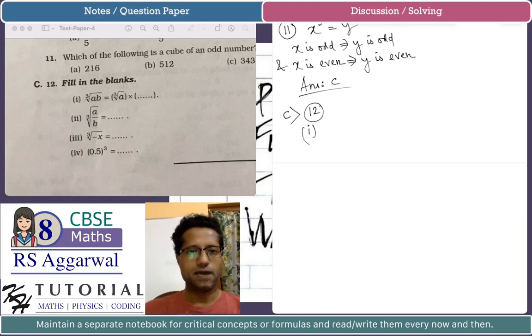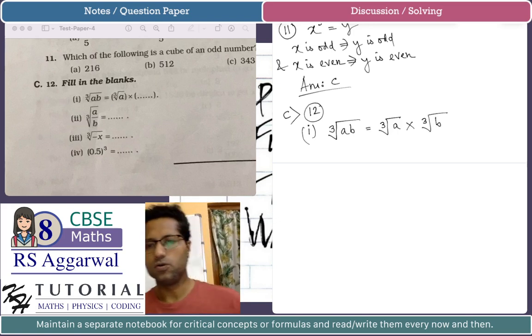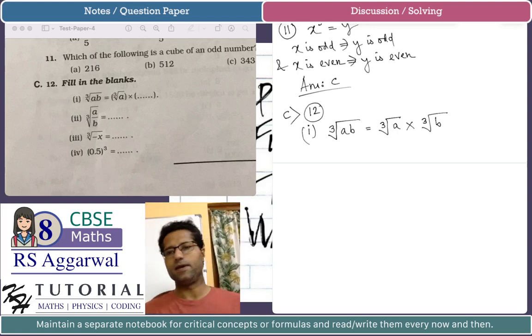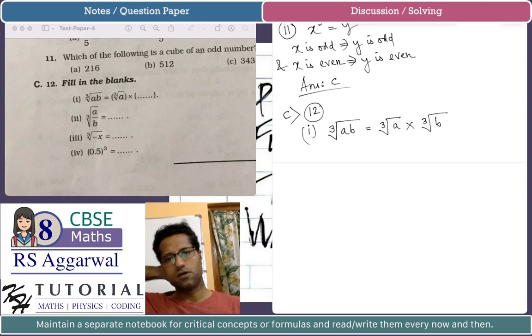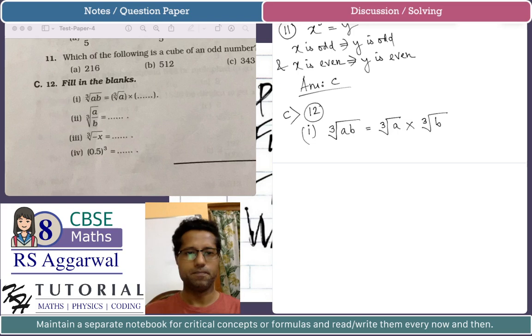Okay. So it is asking us to fill in the blanks: cube root of AB is equal to cube root of A multiplied by, obviously, cube root of B. This is a property of cube roots we have studied, where A and B are any numbers, and can be positive or negative. This works for both A and B being positive or negative. So cube root of A multiplied by B is equal to cube root of A multiplied by cube root of B. Okay.